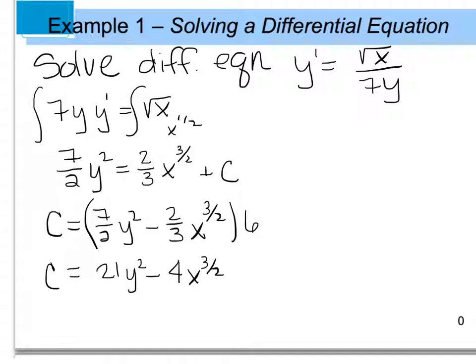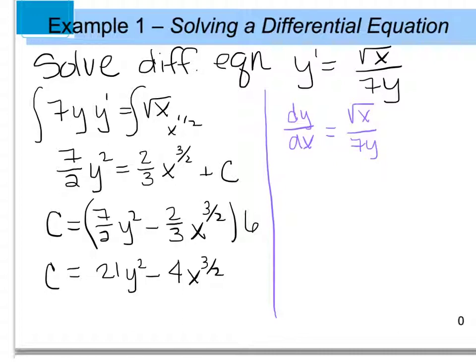Now, I know at the beginning of the year when we went over problems dealing with y prime and dy dx, some of you prefer the dy dx, and that's fine too. If we want to do that, we can actually rewrite all of this in terms of dy dx. So I could have taken my original equation and written this as dy dx is equal to the square root of x over 7y.